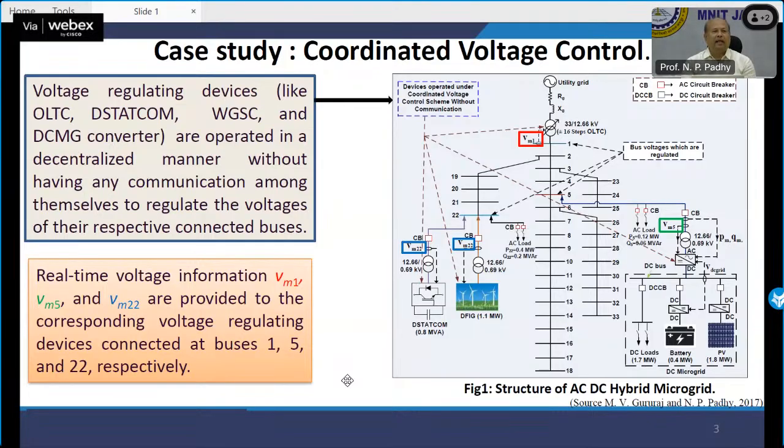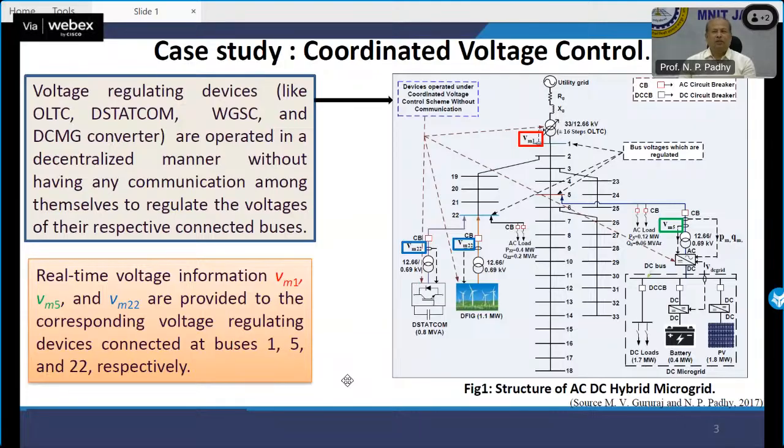Okay. So real-time voltage information, that's what I said, this is a very interesting case study, because it is no more a pilot. Now we are moving to a mini distribution system concept. Real-time voltage information, that is VM1, VM5, VM22, are provided to the corresponding voltage regulating devices connected at bus number 1, 5 and 22 respectively. You may ask me, sir, what is the reason for choosing 1, 5 and 22? To be honest, there is no reason. You can choose anything, it will work.